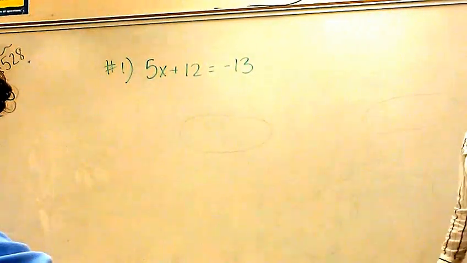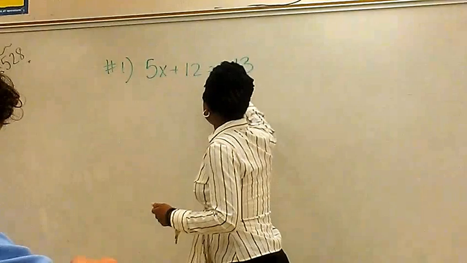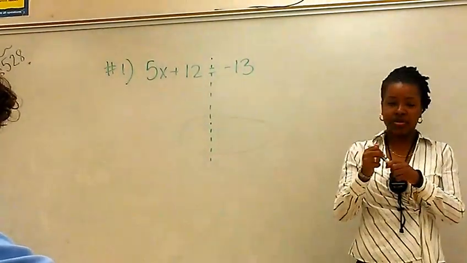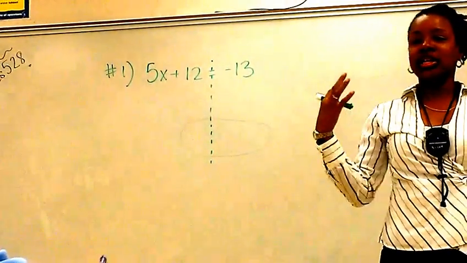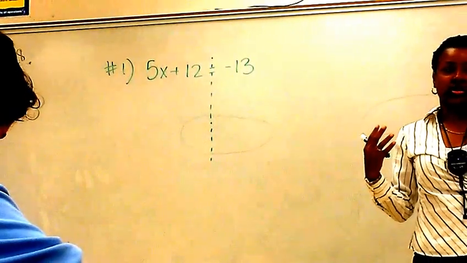So far we've been doing one-step equations. Now we're doing two-step equations. Same process. My first step is to draw my boundaries, right? Then I have to ask myself a question: what did they do to the variable? But this time you should have two things that they did to the variable.